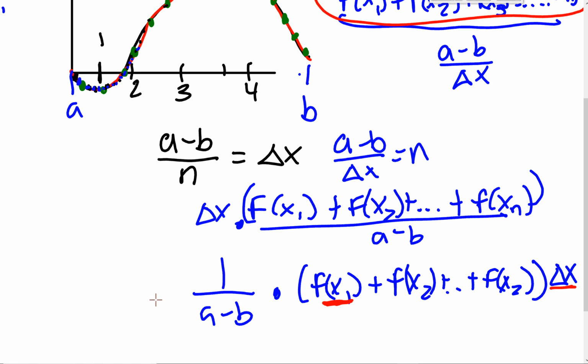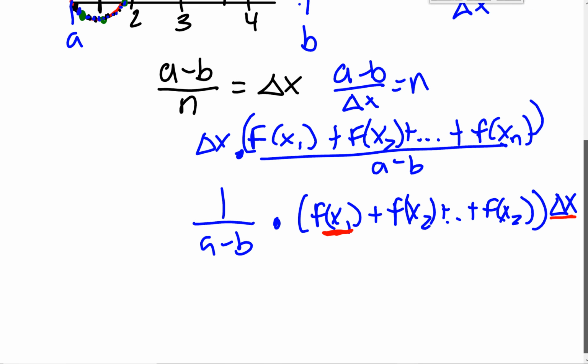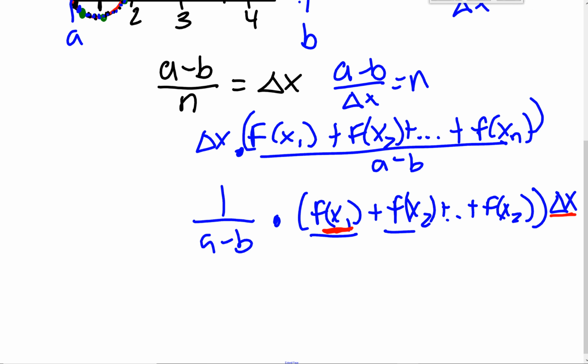So as this turns into more and more and more, this goes to infinity, right? The number of times that I'm adding it, the number of y values that I'm adding, goes to infinity. So that's looking at the sum from 1 to n of all my f of x's.